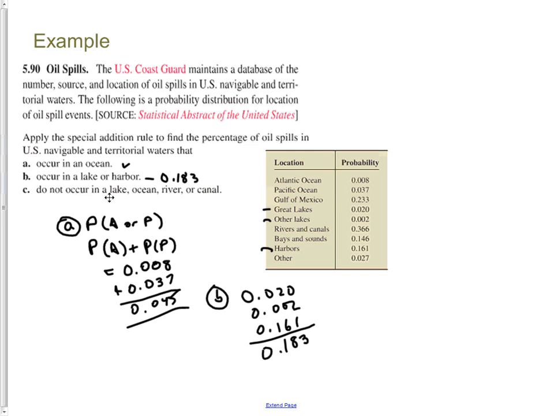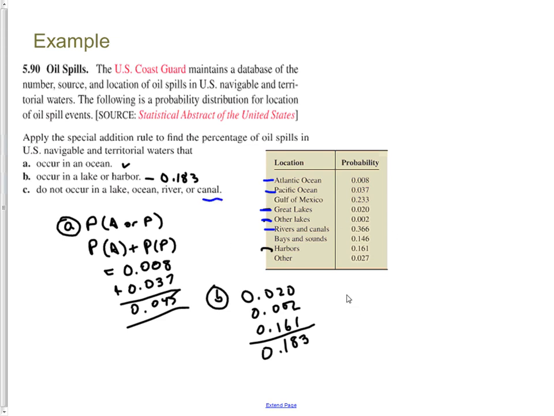How about that it did not occur in a lake, an ocean, a river, or a canal? Wow, boy, that's a lot here. Let's see, what isn't a lake, a river, or a canal? Well, let's see, we've got ocean, lake. What lakes? Great Lakes. We got other lakes, right? We've got our Atlantic Ocean and our Pacific Ocean. We've got our rivers or canals, right? So in this last case right here, we're looking for not that.